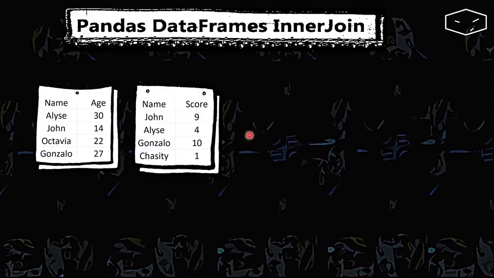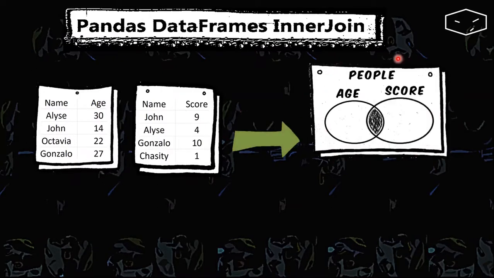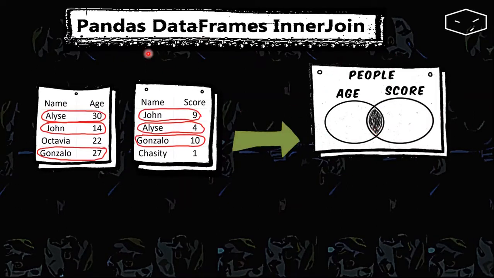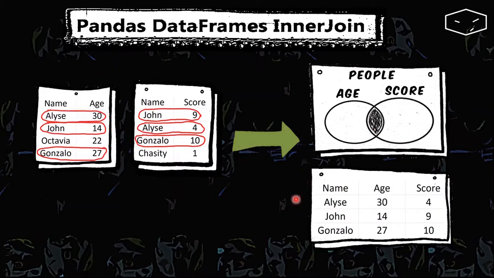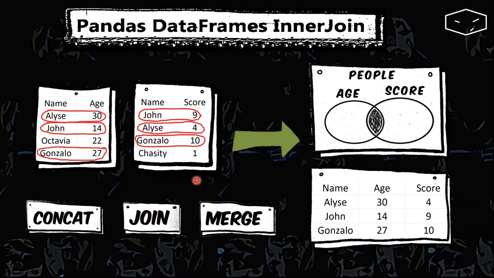Hello! Here we will use two data frames, one for the age and the other for the score. An inner join is represented like this, and this means that we will take what is common in both data frames and get a result like this, where we have the age and the score, just the common values. And we can do this with a concat, a join and a merge.